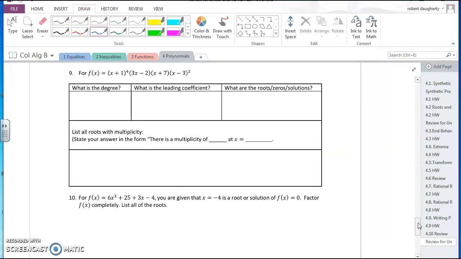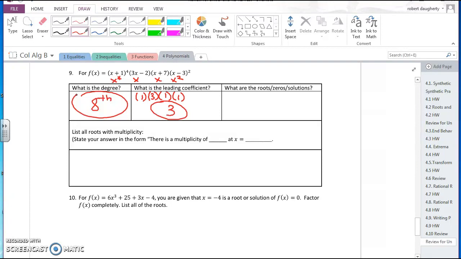Number 9, what is the degree? Okay, to find the degree, I'm going to get an x to the 4th out of that term, an x, and an x squared, so 4, 5, 6, 7, 8. This is an 8th degree polynomial. Its leading coefficient, the first term will give me a 1, second term will give me a 3, a 1, and a 1, so the leading coefficient is 3. 8th degree polynomial, leading coefficient of 3.